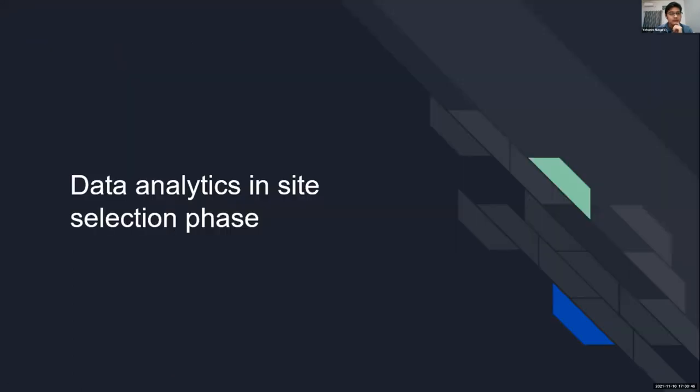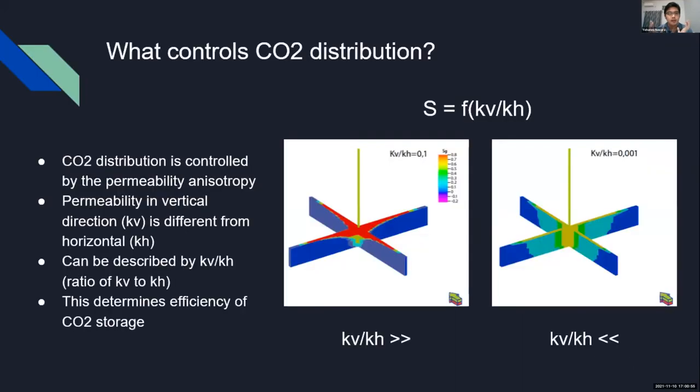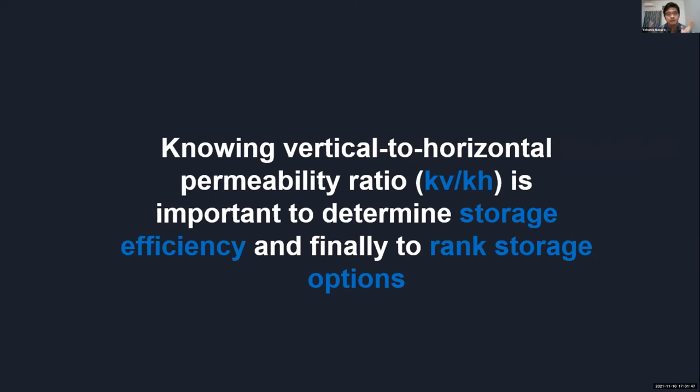So in the site selection phase, where we discuss data analytics, one of the examples is that permeability is the most important property in carbon capture. It's not only isotropic permeability, because we need to discuss anisotropic permeability. It means that the vertical permeability is different from the horizontal permeability. So here you can see KV is different from KH, and we can define this difference using the KV over KH ratio. So the question is, if we are given, for example, a phases model, which location in our phases model is the best for storing the CO2? Knowing the vertical to horizontal permeability ratio is very important to rank the storage options.